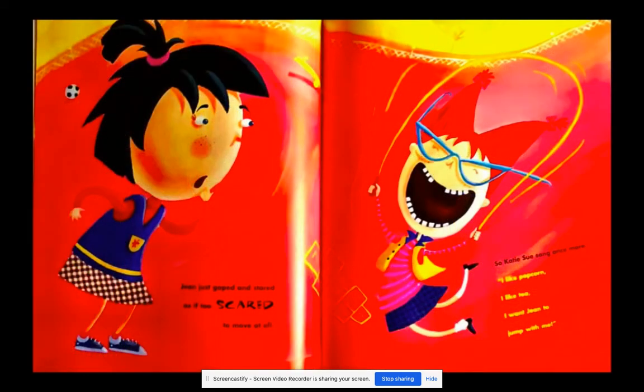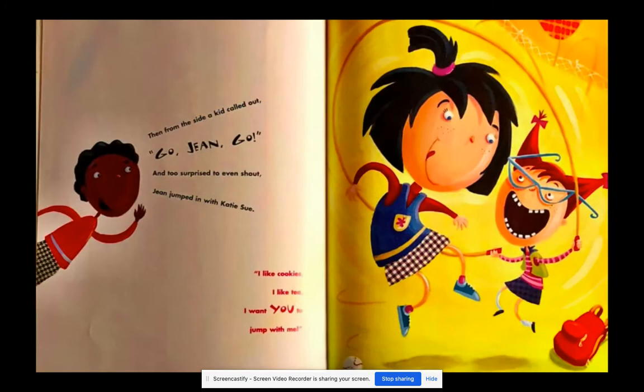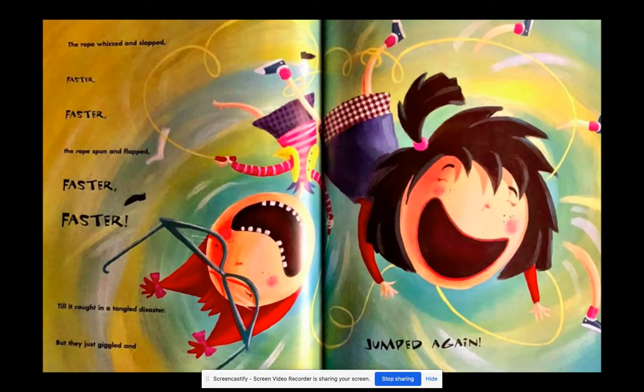Jean just gaped and stared, as if too scared to move at all. So Katie Sue sang once more. "I like popcorn, I like tea, I want Jean to jump with me." Then from the side a kid called out, "Go, Jean, go!" And too surprised to even shout, Jean jumped in with Katie Sue. "I like cookies, I like tea, I want you to jump with me." The rope whizzed and slapped. Faster, faster, the rope spun and flapped. Faster, faster, till it caught in a tangled disaster. But they just giggled and jumped again.